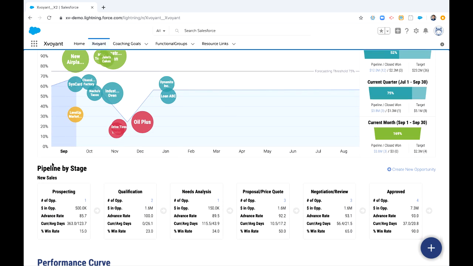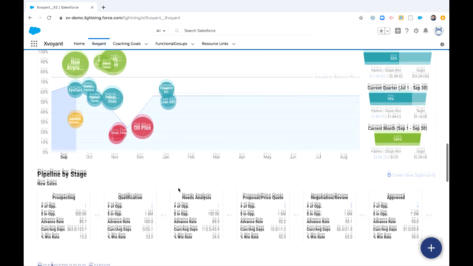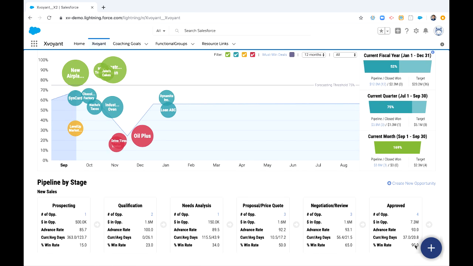So when I go down to pipeline by stage, you can see here that historically this rep has a win rate of 15% in the first stage, and then as he's moving opportunities through the stages, his win rate improves. Now, anything over 75% is going to be in green. So any of these win rates that are over 75%, you're going to find them in green up here. Anything in blue is from 50 to 75%. Anything in yellow is a win rate of 25 to 50%. And anything in red is a win rate from 0 to 25%.